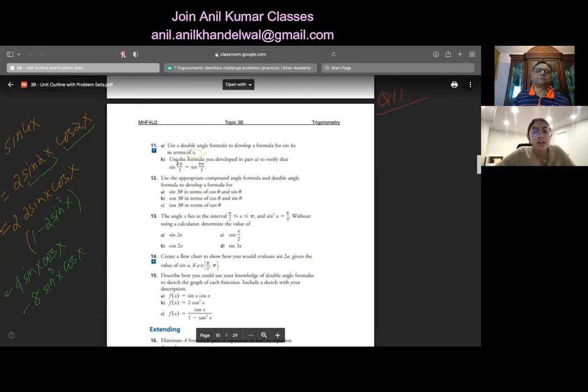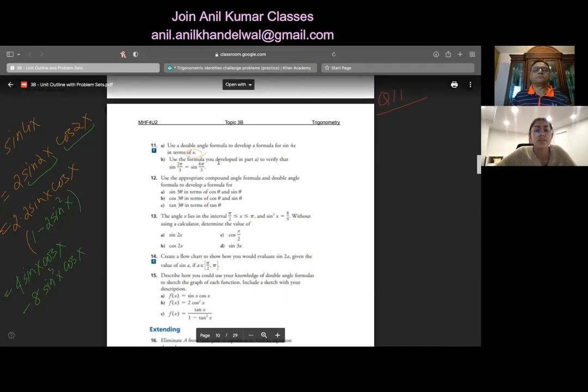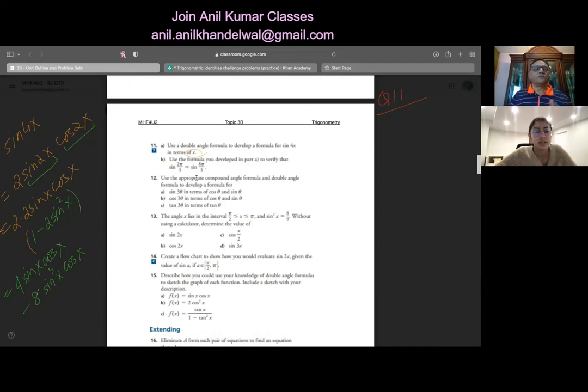What about this part? Use the formula you developed in part A to verify sine 2 pi over 3 equals sine 8 pi over 3. Basically, if you see, 8 pi over 3 is 4 times 2 pi over 3, right? So sine 8 pi over 3 will be equal to sine 4 times 2 pi over 3.